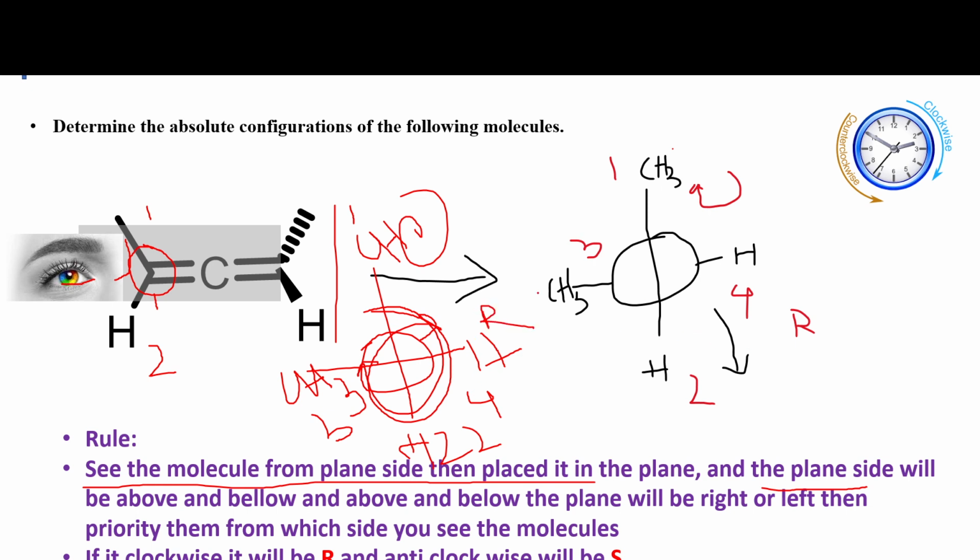Here we are not going by Fischer. If we go by the normal condition, if it rotates clockwise, it will be R. If we rotate anti-clockwise, it will be S. So it rotates clockwise, so that will be R configuration.